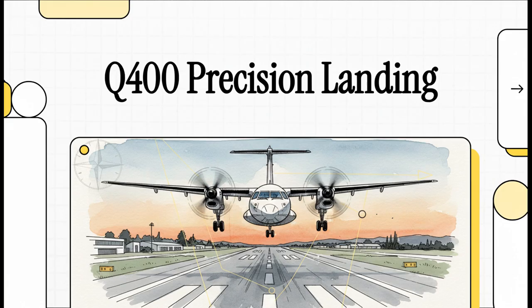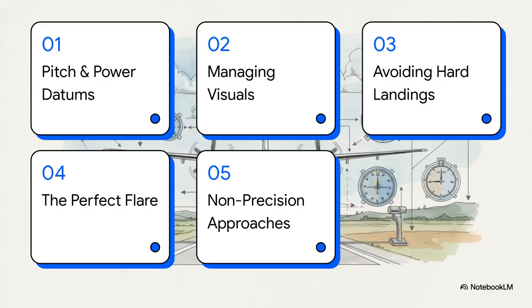So we're going to break down the exact physics, the geometry, and the cognitive cockpit triggers you need to basically grease that landing every single time. Here's our flight plan for the Explainer: approach fundamentals, pitch and power datums, managing visuals, hard landings, the perfect flare, and non-precision approaches. We are not skipping a single step here.